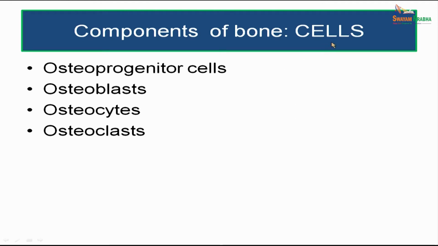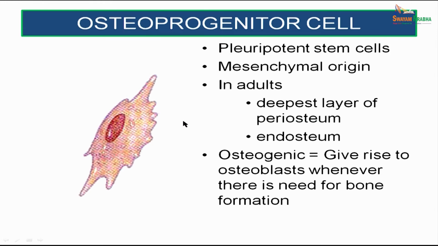First, we will talk about cells. There are four types of cells: osteoprogenitor, osteoblasts, osteocytes and osteoclasts. Osteoprogenitor cells. They are pluripotent stem cells. They are mesenchymal in origin, and in adults in the periosteum they are found in the deepest layer. They are also found in endosteum. Their function is osteogenic, that is, they give rise to osteoblasts whenever there is a need for bone formation.